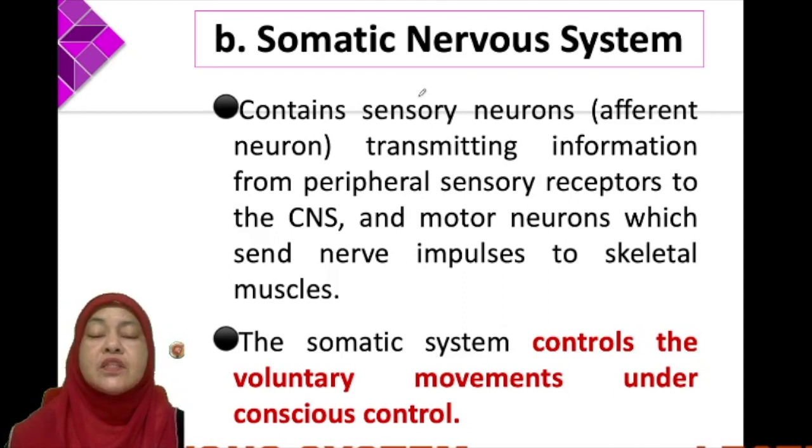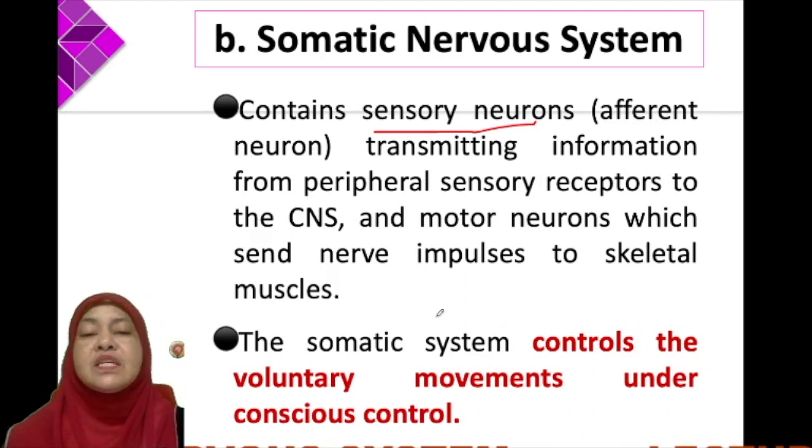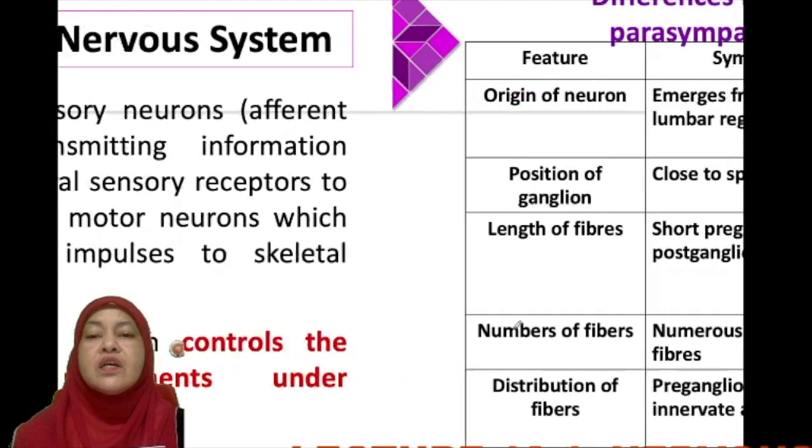the second type that the teacher would like you to learn about is the somatic nervous system. The somatic nervous system contains sensory neurons, which means afferent neurons transmitting information from the PNS, the peripheral sensory receptors, to the CNS, and motor neurons which send nerve impulses to the skeletal muscle. Basically, the somatic nervous system is where we have control. You can control voluntary movement under conscious control.